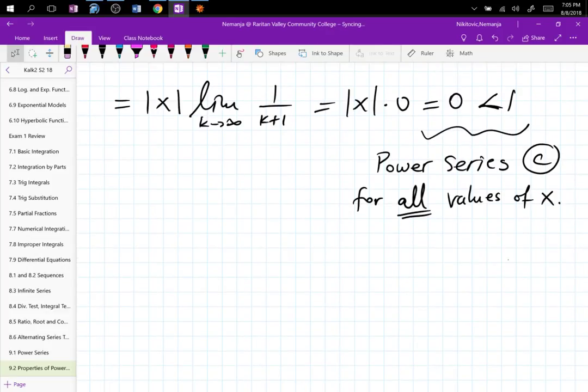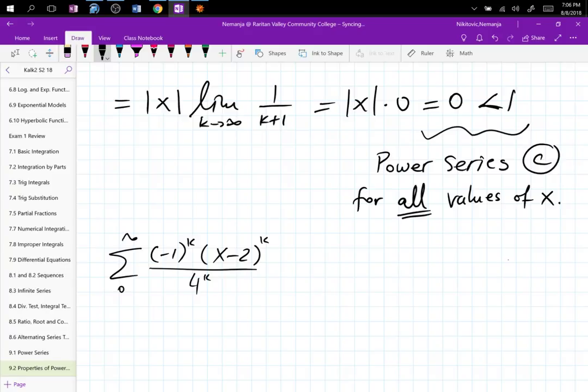Now the next problem that has this alternating negative 1 to the k, as you can see, is centered at 2 because it has x minus 2 in it. And you also see divided by 4 to the k from 0 to infinity. We do a ratio test again. We always do ratio test. You can also do root. It's rare, but the only other alternative to ratio test for power series would be root test.